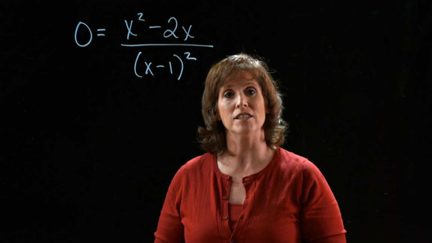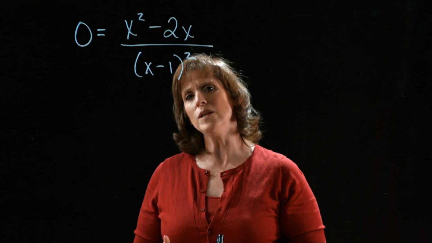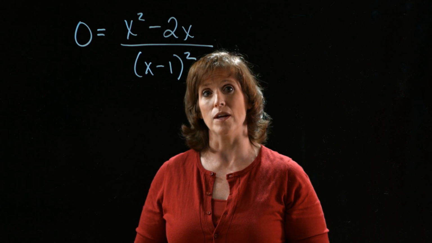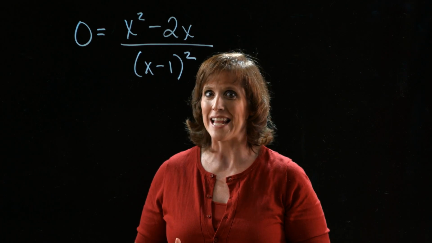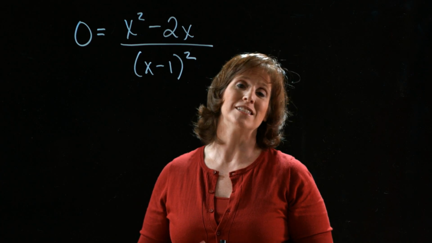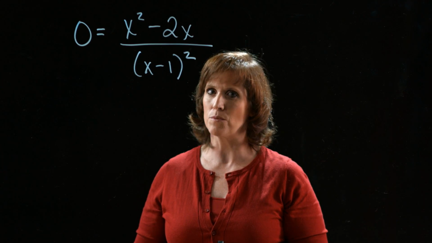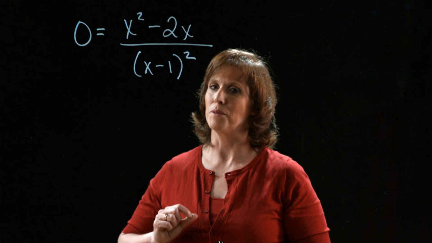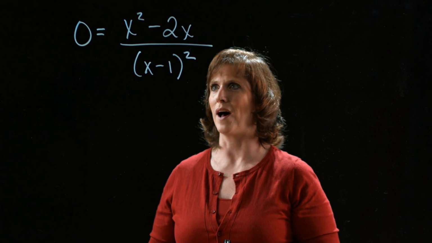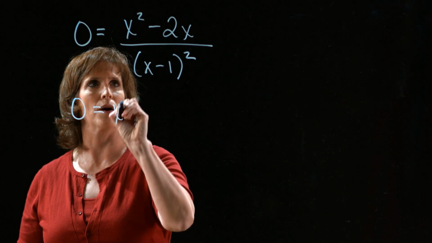Now this is a fraction that is equal to 0. When does a fraction equal 0? Well, the only way that can happen is if the numerator equals 0 and the denominator is not simultaneously equal to 0. So for instance, 0 over 7 equals 0, 0 over negative 2 is 0, but 0 over 0 is undefined. So we want to know when the numerator is 0, but the denominator is not 0 as well. So let's go ahead and take the numerator and set it equal to 0.